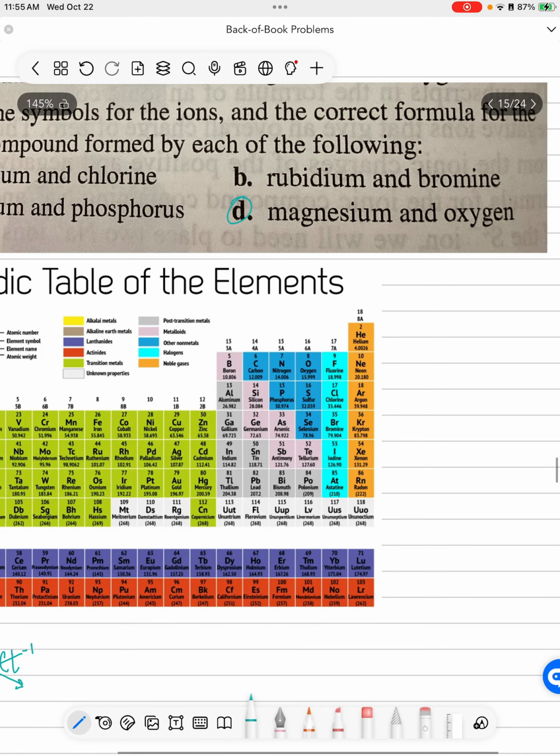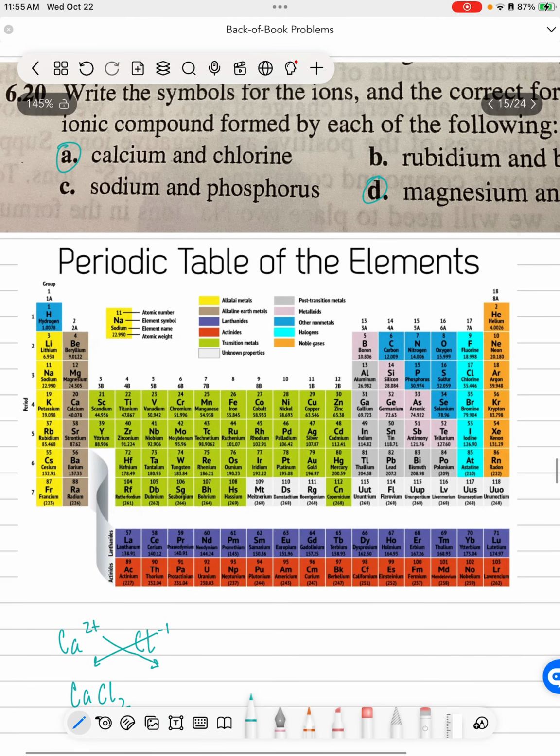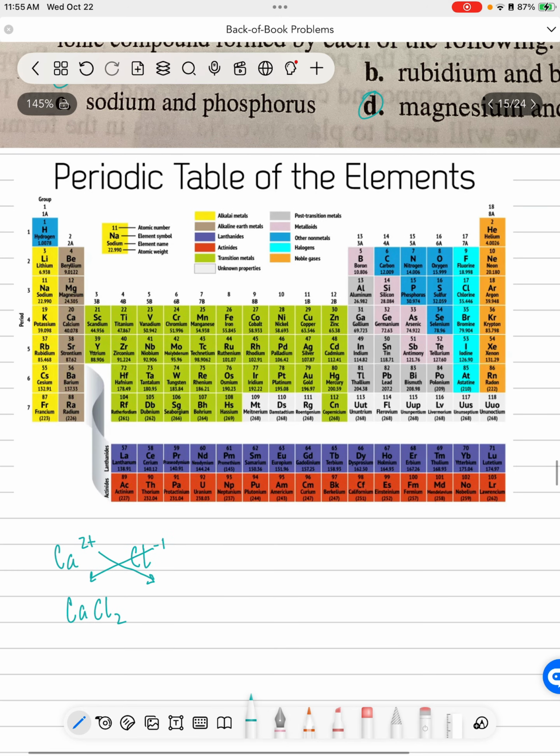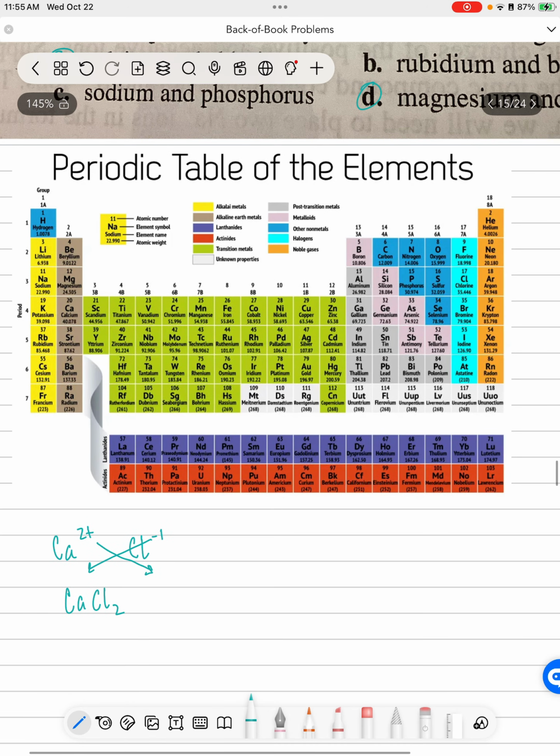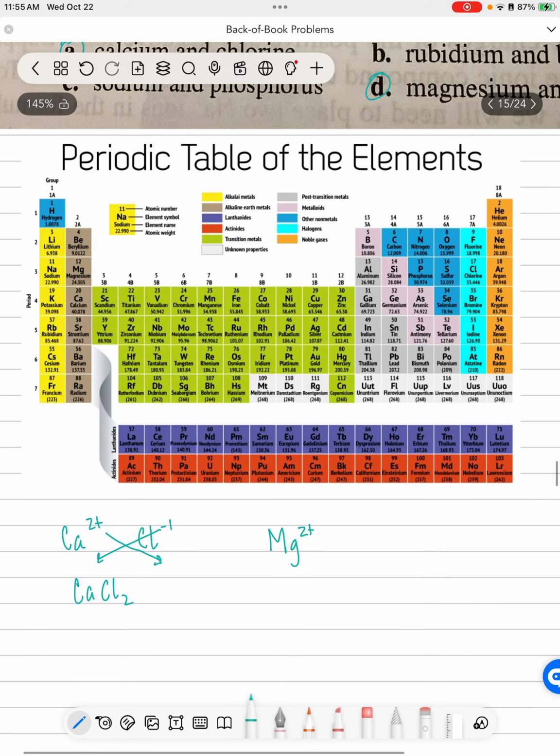Okay, so now we have magnesium and oxygen. And remember, we want to write the ion symbol first. So magnesium is in group 2. So it's going to have a 2+ charge. And then we had, what was the oxygen?